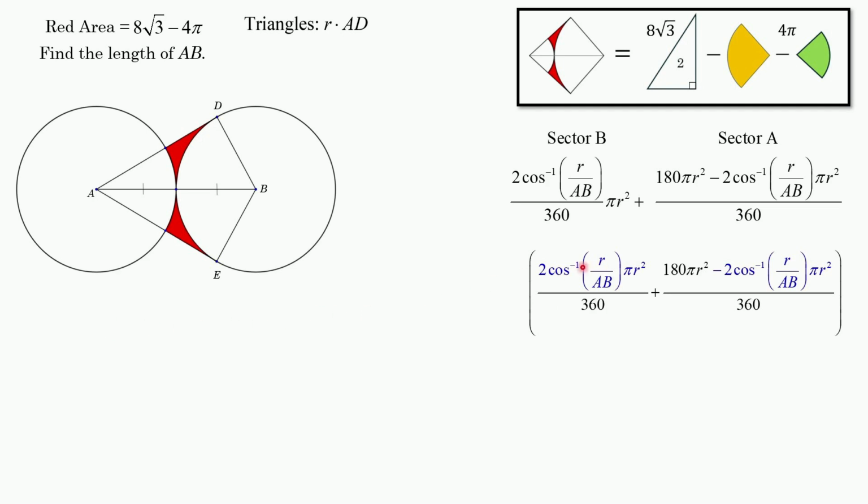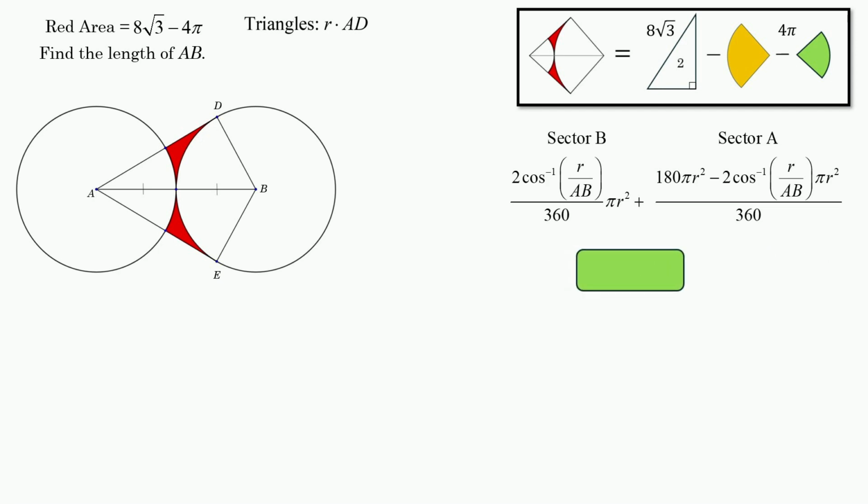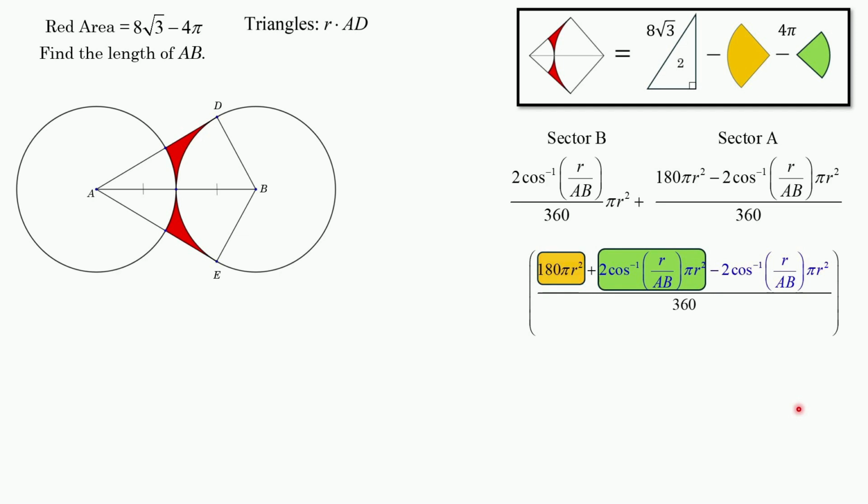There's only one term, so that's pretty easy to do. And if you look, we've got 2 arc cosine of the radius divided by AB times pi r squared. And over here we have minus 2 arc cosine of r divided by AB times pi r squared. So I'm going to put those over the same denominator, make them one fraction. And I'm just going to rearrange these two things right here. That's no big deal at all, right? And then if you look, we have this and this are exactly opposites of each other. They're the same thing, but one's a plus, one's a minus. We're going to subtract them.